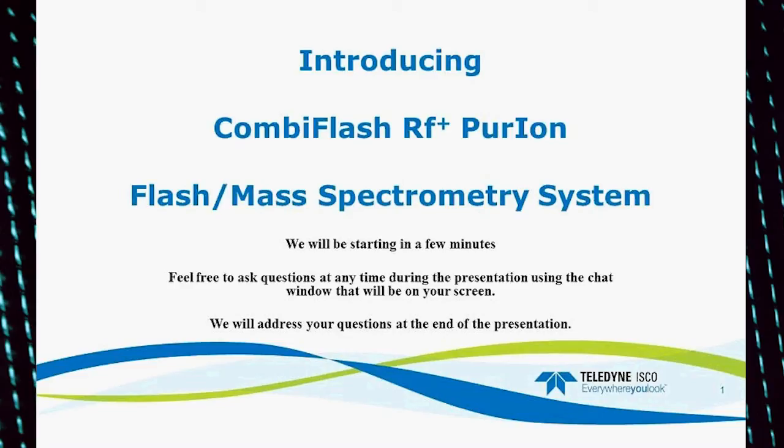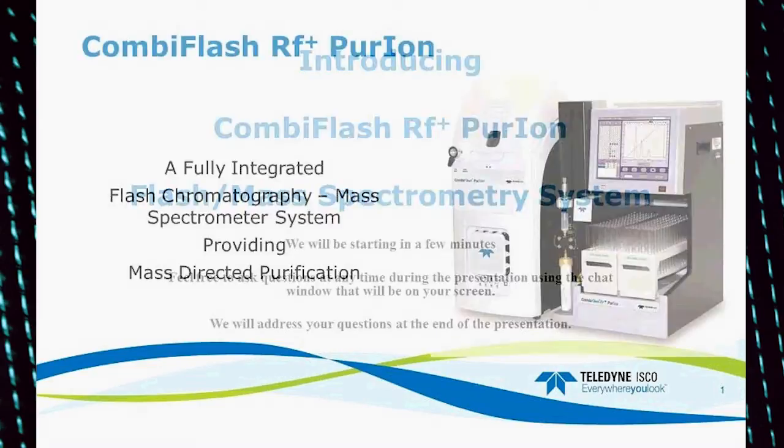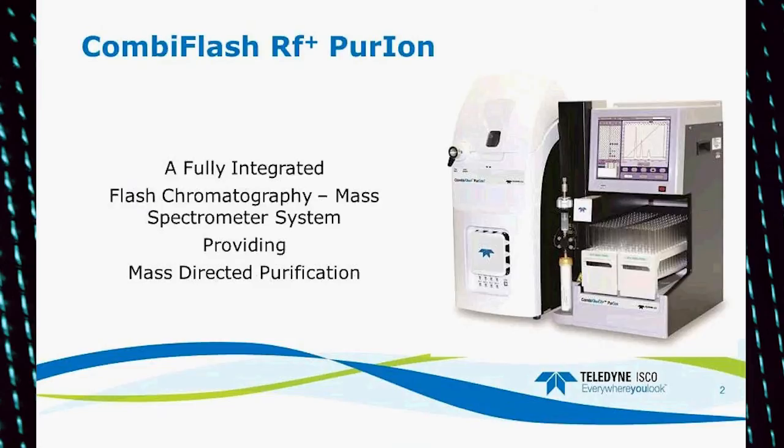What we're going to talk about this afternoon is a little bit of an introduction of our CombiFlash Rf Purion. It's a flash mass spectrometry system, and the key with it is it's a fully integrated system where the control of the mass spectrometer detector is all done through our PeakTrack software. All of the mass spectral data is recorded and saved in a run file, just like the UV data is. And what it really provides is the ability to do mass-directed purification.